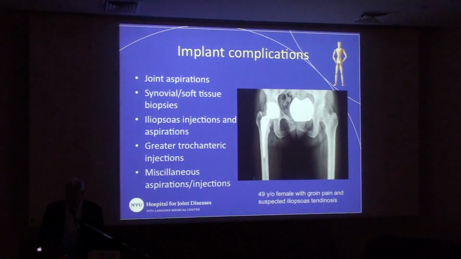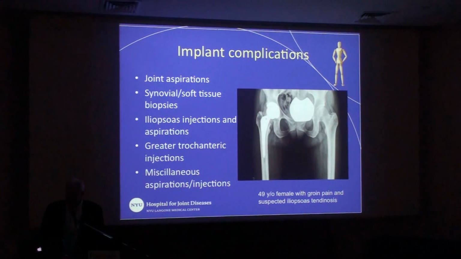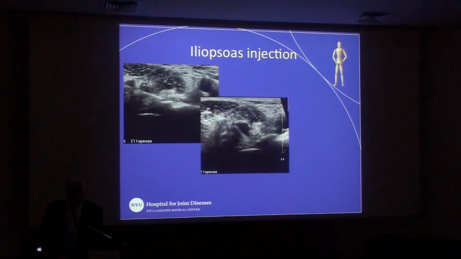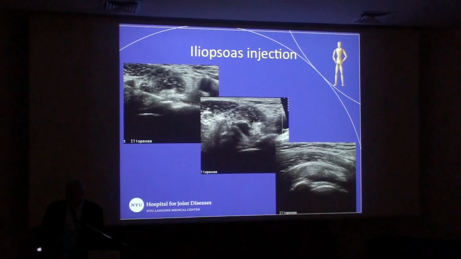So I want to finish off, for the next minute or so, with joint implant complications. There are a variety of procedures we can do, the same things we spoke about so far, and as I said before, metal doesn't interfere with us at all. This is a 49-year-old female with groin pain and suspected iliopsoas tendonitis. Here's my needle coming in laterally, deep to the iliopsoas tendon. Certainly doesn't impede us that she has an indwelling arthroplasty. There's fluid in the bursa, and there's a long axis view showing fluid distension of the bursa around an abnormal tendon.